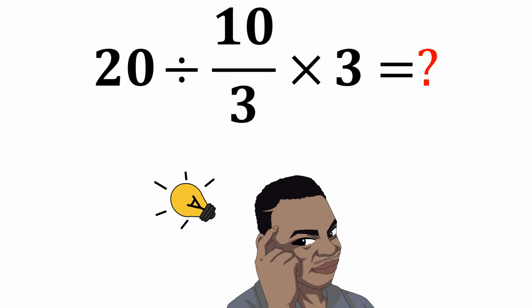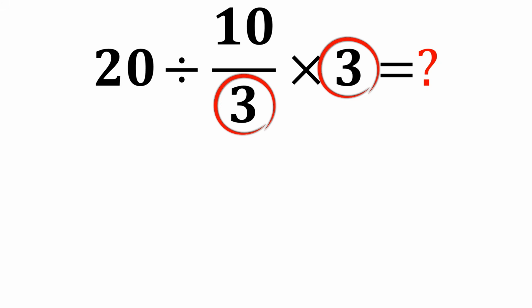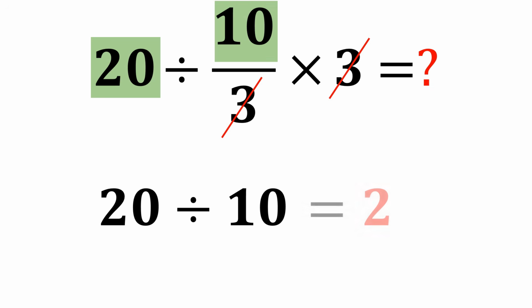Let me guess what happened in your head. You saw those two 3s and thought, oh, easy, they cancel each other out. That leaves 20 divided by 10, which equals 2. It looks so clean, so logical, but it's wrong. Why does our brain push us toward the wrong answer?